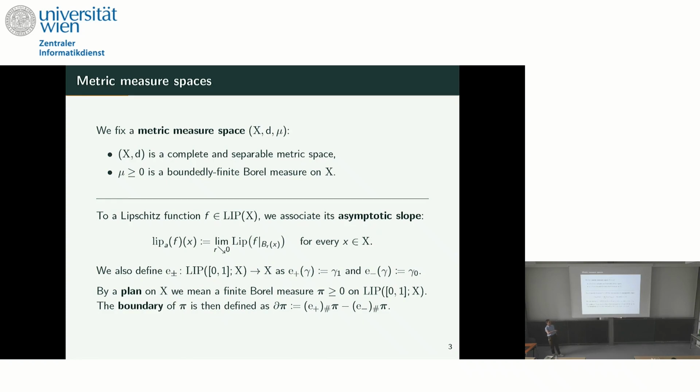And we are also going to use this notation e₊ and e₋ for the evaluation maps at the end and the starting time for any Lipschitz curve γ parameterized in [0,1]. And by a plan on X, I mean a finite Borel non-negative measure concentrated on the Lipschitz curves parameterized on [0,1]. And I'm going to use this notation for the boundary of π, which is just the difference between these two measures of push forward with respect to the evaluation maps at the end and the start.